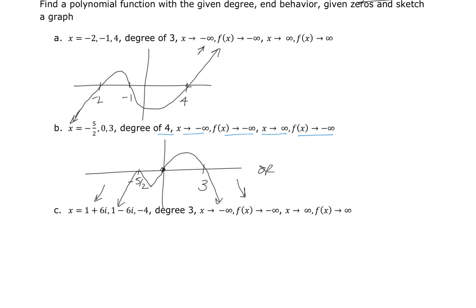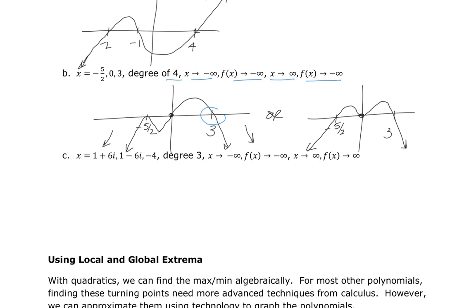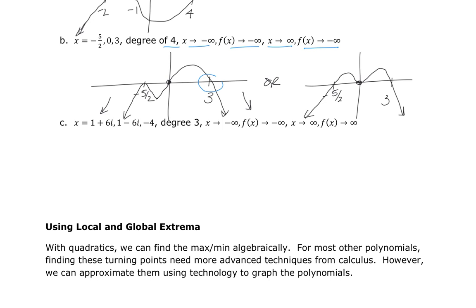Or what if I wanted to have my 0 as a multiplicity of 2? So -5/2 and 3. It could look like this. It'll come up here, touch, bounce, come back, and then go back down. So either one of these is valid, or you could have had the multiplicity of 3. It doesn't really matter. All right.